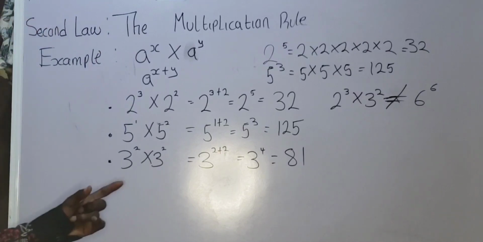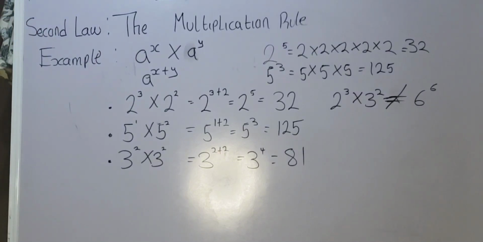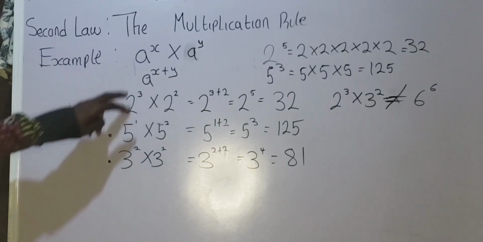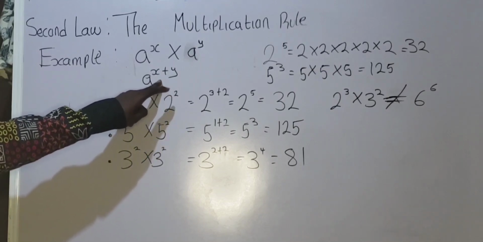So that is the multiplication rule. You can put it down. The multiplication rule states that when we have two numbers that have the same base, and these two numbers are multiplying each other, the product of these two numbers is equal to the same base raised to the power of the sum of their powers. Are you getting it? So, the same base raised to the power of the sum of their powers.